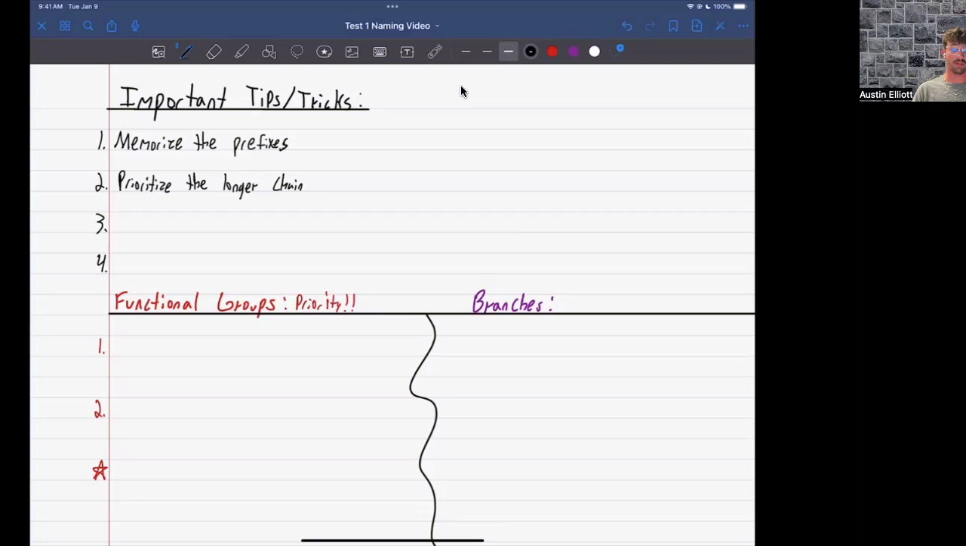Now, the third tip that I have is to look at the lowest numbering system. What I mean by that is, if you have a 3-5-5 numbering system on a molecule, and a 2-4-4 on another molecule, the 2-4-4 system is much more preferable and would be the correct answer on the exam.